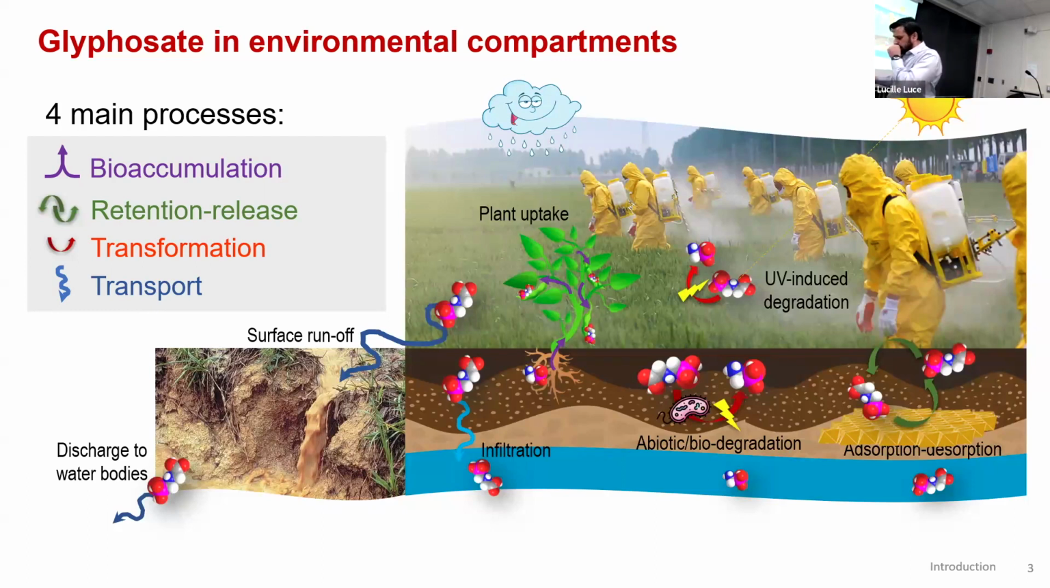It's also really important to know how byproducts can be generated after transformation, because we see AMPA, aminomethylphosphonic acid, which is one of those byproducts. This can be taken up by plants much more than glyphosate, and it also has the same toxicity impact on cells.